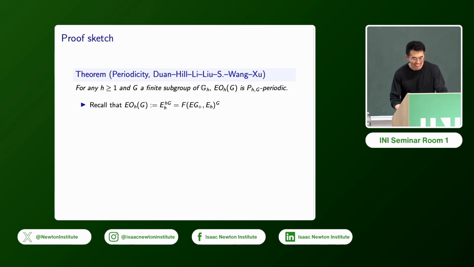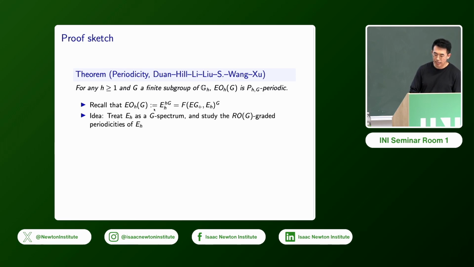Might be a little long, but for the last 20 minutes I want to show you how we prove the periodicity theorem. The proof uses equivariant homotopy theory. So recall that by definition, the EO theories are defined to be the homotopy fixed points of E_H.